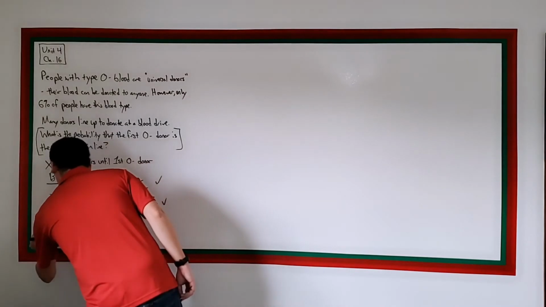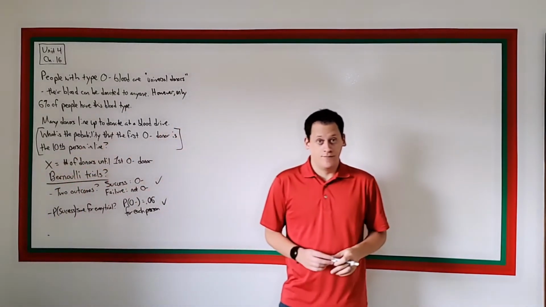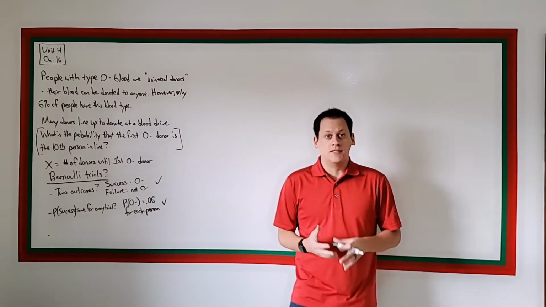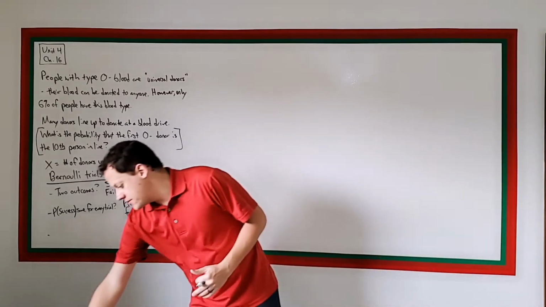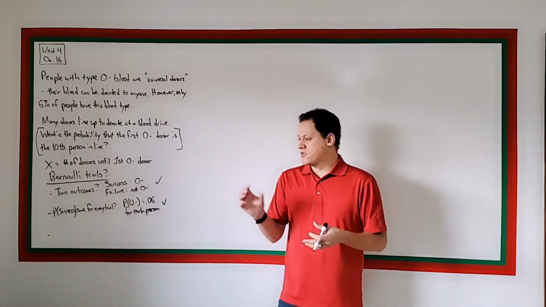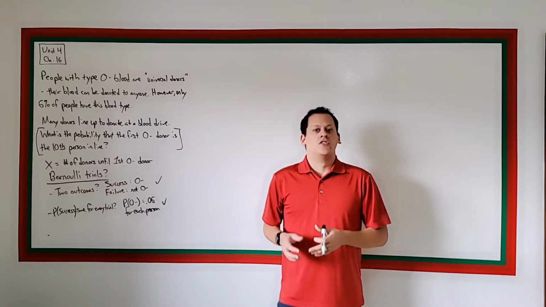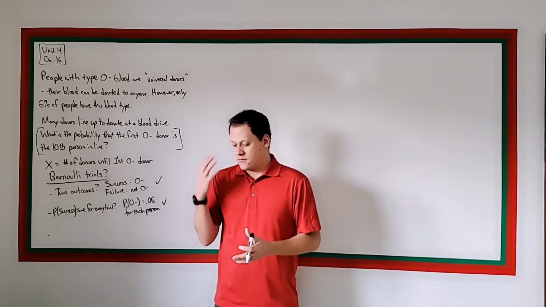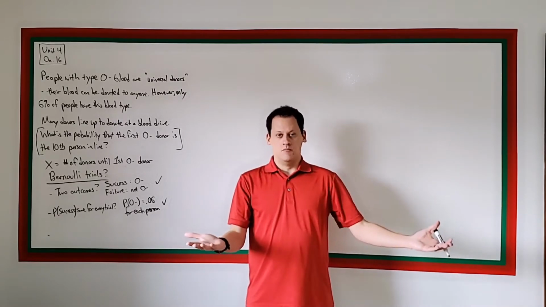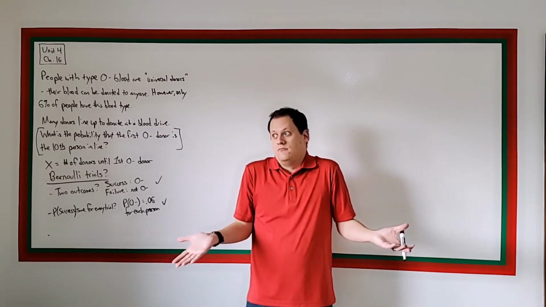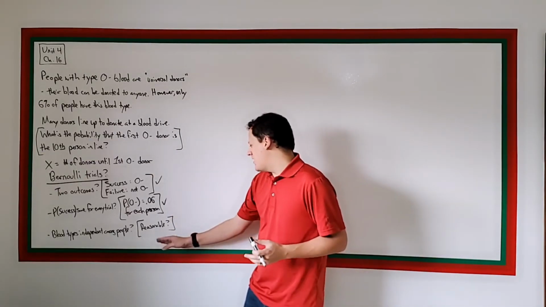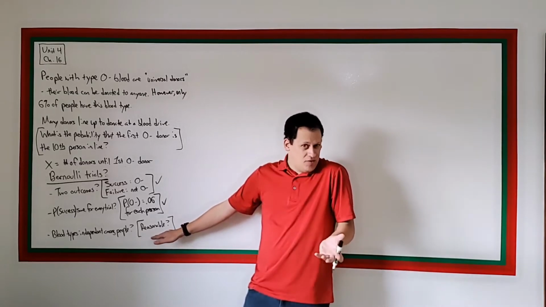Third condition, and this is the last one. We need every trial's outcome to be independent of all others. Again, the only outcome that we're interested in here is whether someone has O negative blood or not. So is it reasonable to assume that one person in line's blood type is independent from everyone else's blood type? Maybe. So the best I can say here is that this is a reasonable thing to suggest.